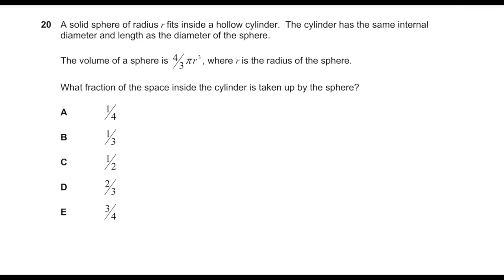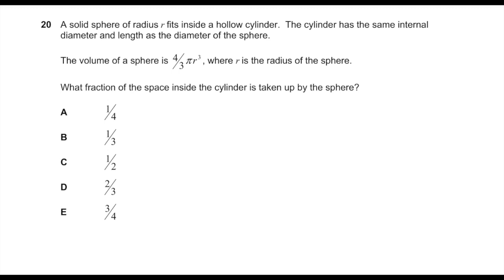Question 20. A solid sphere of radius r fits inside a hollow cylinder. The cylinder has the same internal diameter and length as the diameter of the sphere. The volume of a sphere is 4/3 pi r cubed, where the radius is equal to r. What fraction of the space inside the cylinder is taken up by the sphere?